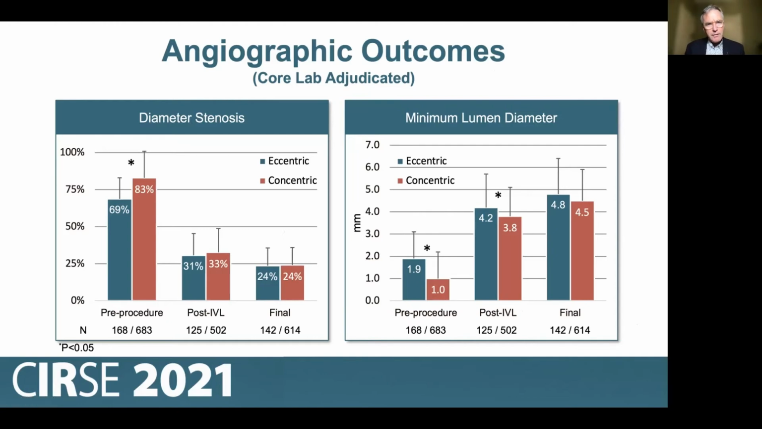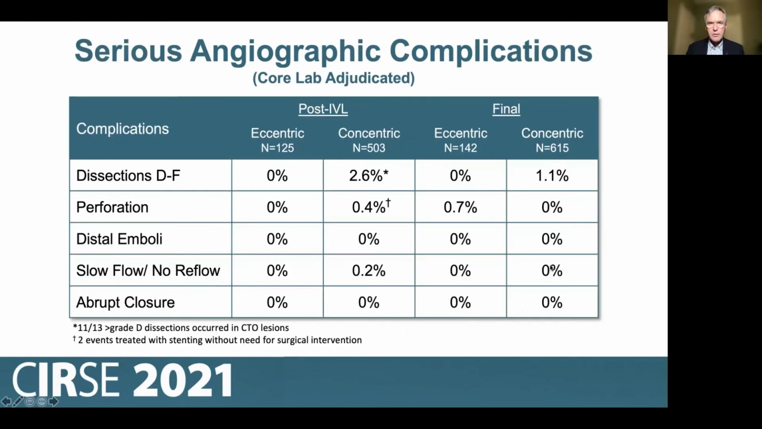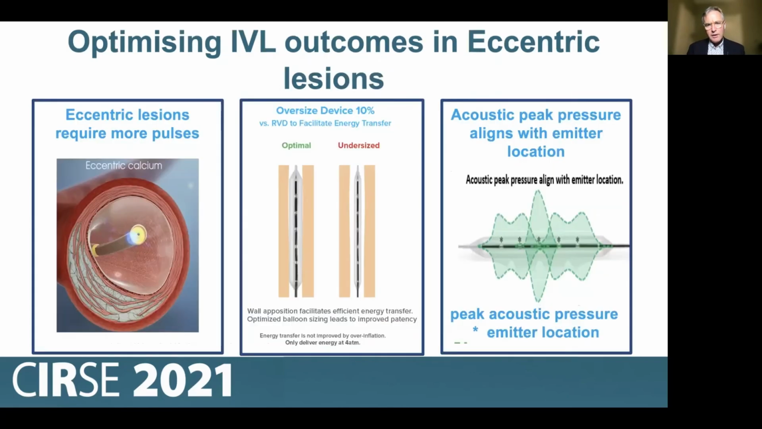If we have a look at the angiographic outcomes, despite the eccentric lesions often appearing more difficult to treat, the residual stenosis after IVL and the final residual stenosis was almost identical in both patient groups with the corresponding luminal gain. So very pleasing angiographic outcomes, and also a very pleasing safety profile for both eccentric and concentric patients. In fact, no incidence of dissection, perforation, or distal embolization when treating the eccentric patient group with IVL.